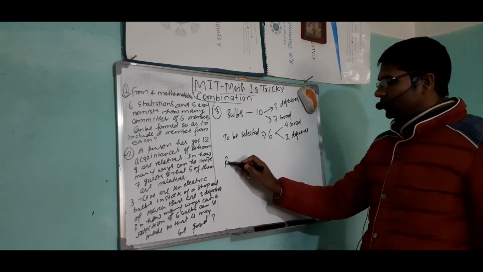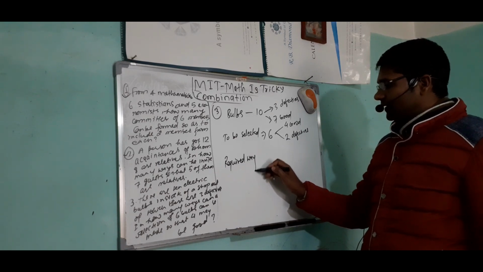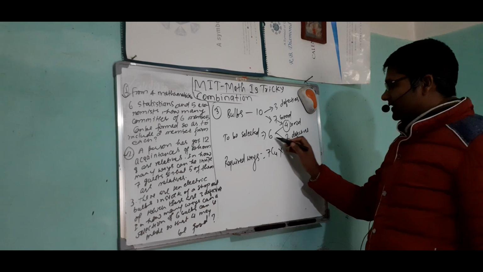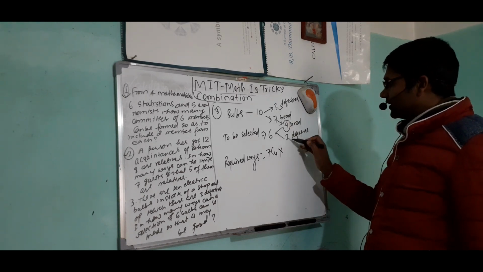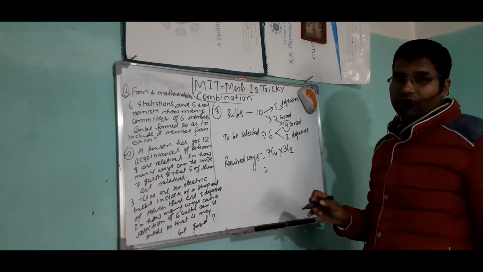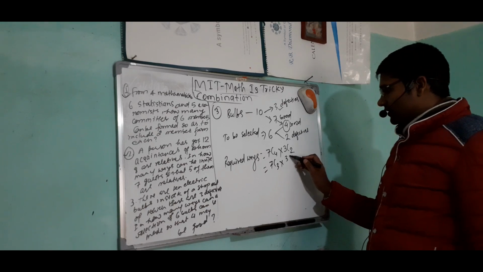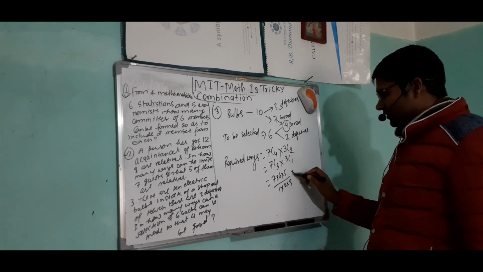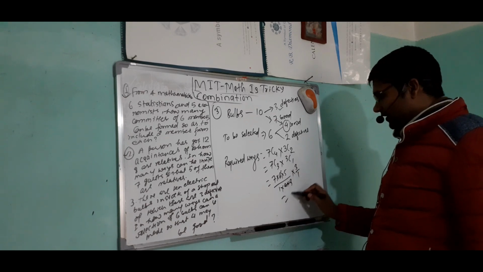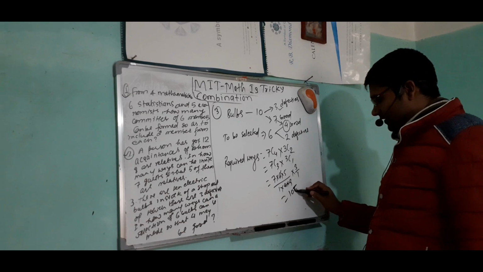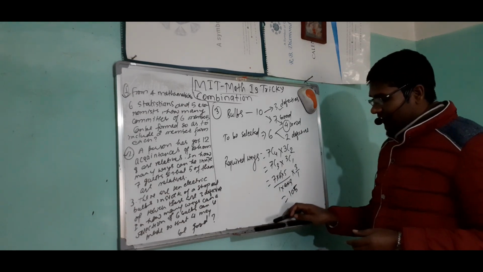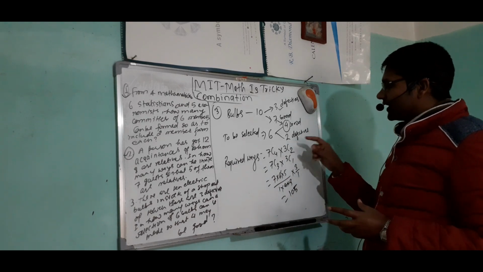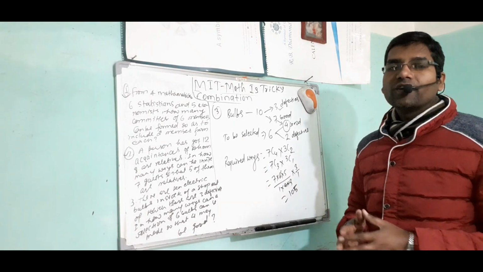So the ways required will be, see here, 4 can be selected out of 7 in 7C4 ways, and out of 3, 2 can be selected in 3C2 ways. So this will be our required ways. Let's simplify this. 7C3 into 3C1 gives 7 into 6 into 5 by 1 into 2 into 3, into 3 by 1. So it is simply 35 into 3, which is 105. That's your answer. 105 ways are the required ways. That means we can select 6 bulbs, among which 4 will be good and 2 will be defective. This is your final answer.